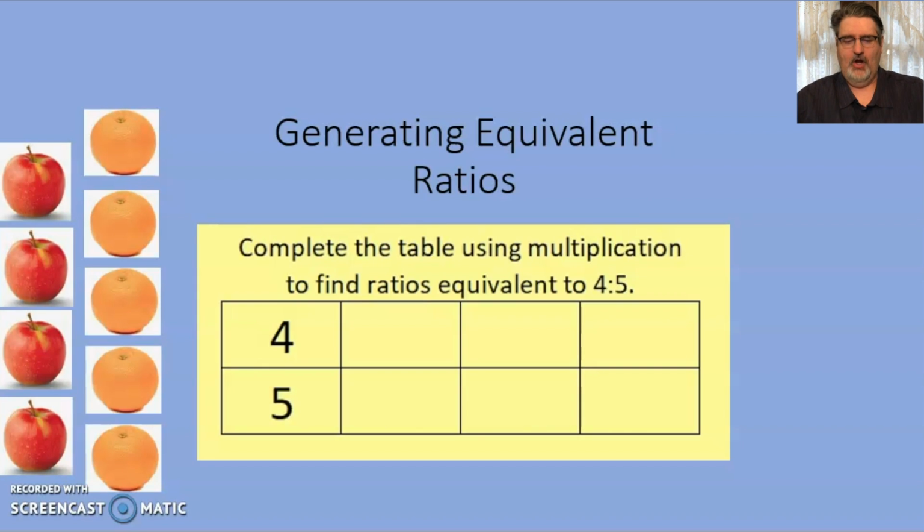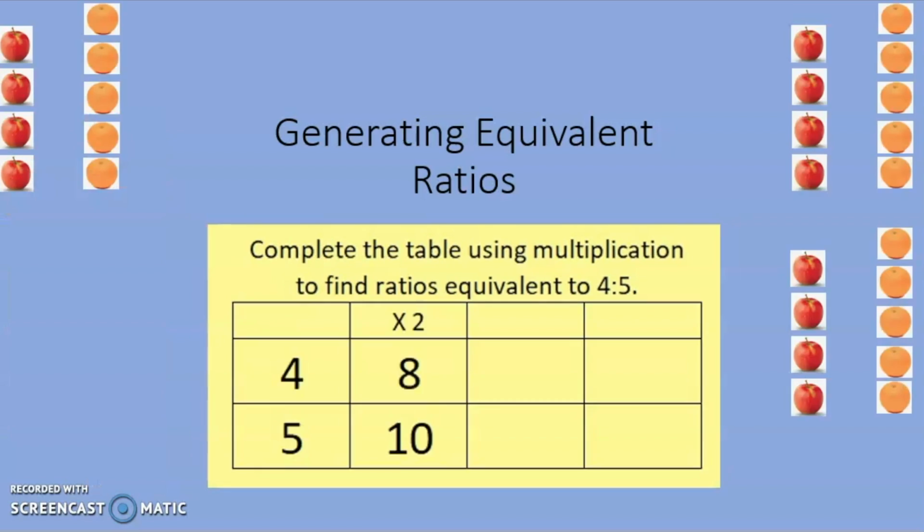Over on the side here, we have 4 apples and 5 oranges. In the yellow, it says complete the table using multiplication to find ratios equivalent to 4 to 5. So we can multiply times 2. 4 times 2 is 8. 5 times 2 is 10.